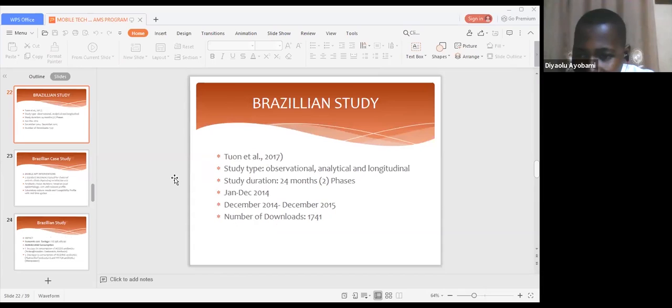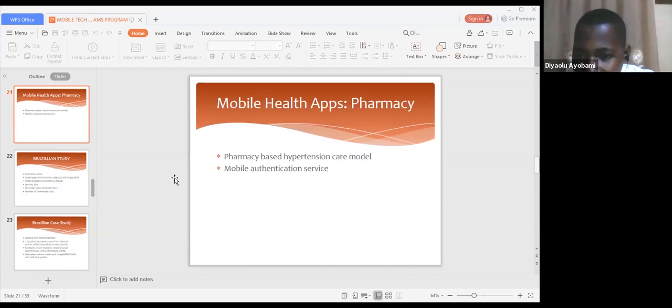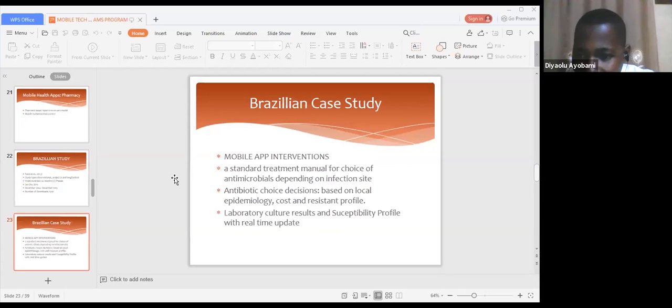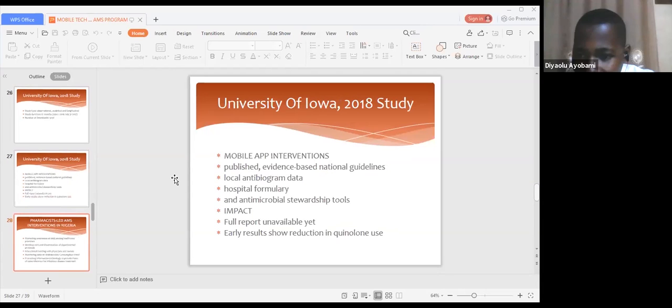4 out of 17 hospitals that have stewardship programs actually implement standard treatment guidelines and the care models by Lagos. We are familiar with the mobile authorization service, which has been used for a while for knowing whether a drug has a NAFDAC number. I think I'll just conclude.